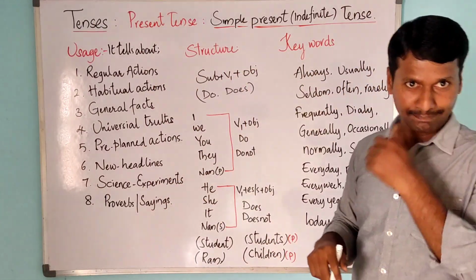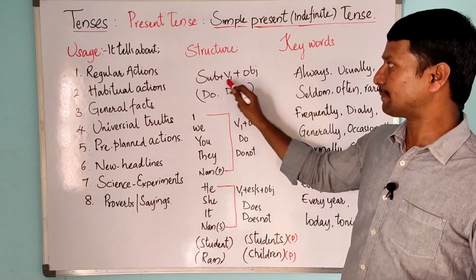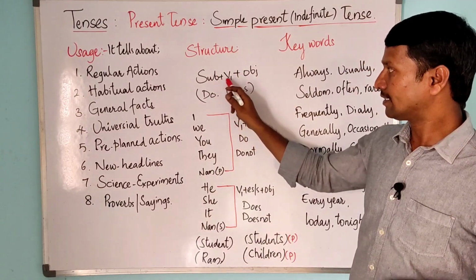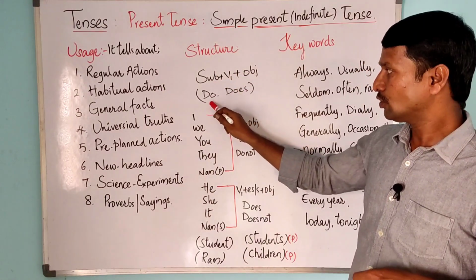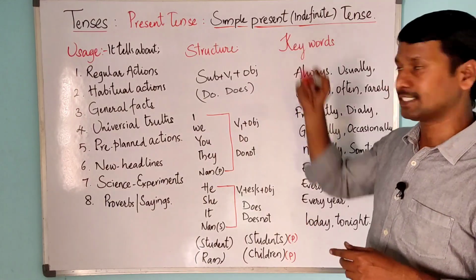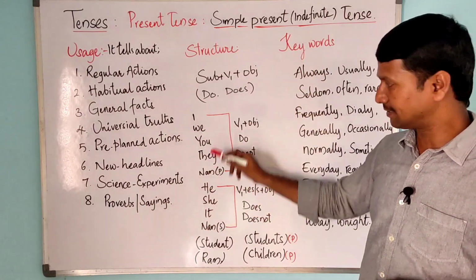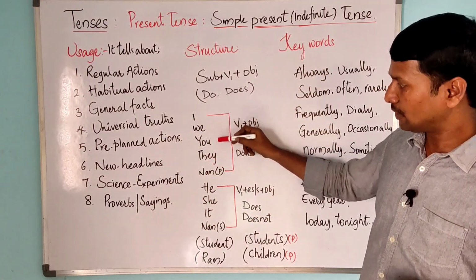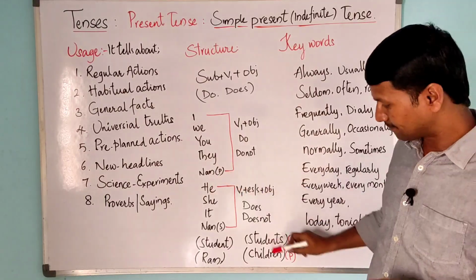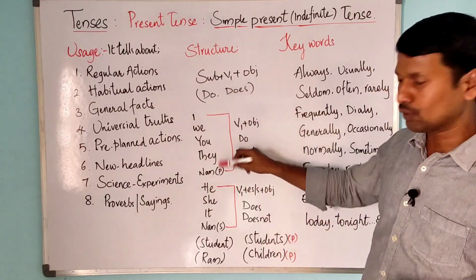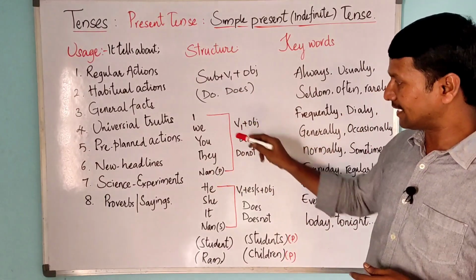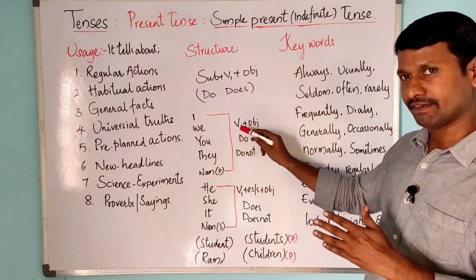Let's see the structure of the simple present tense. Structure: subject plus V1 plus object. We take the first form of the verb. Do and does are the helping verbs of simple present tense. When we get the subject I, we, you, they, plural names like students, children, these are the plural subjects. To express this sentence, after the subject we take V1, after V1 the object.